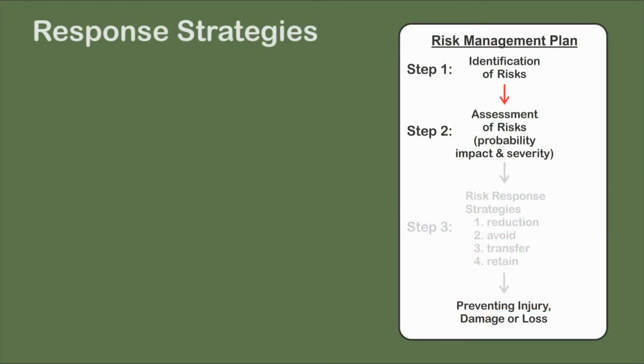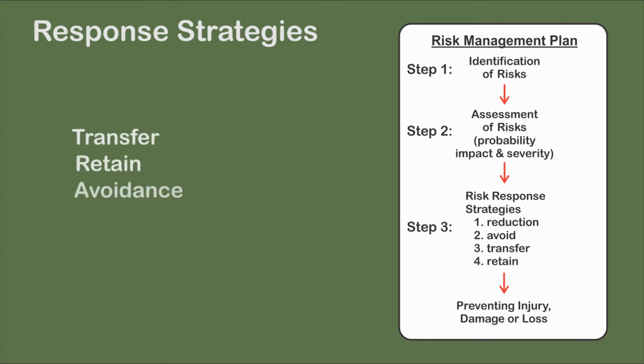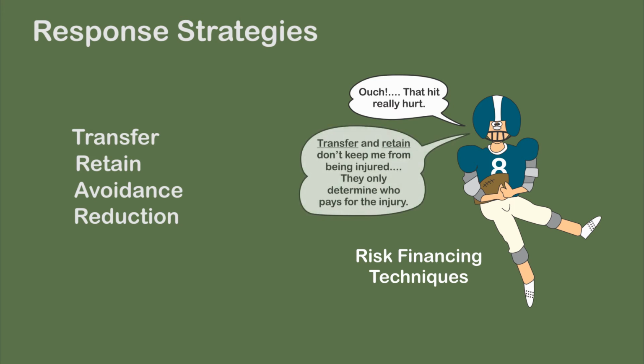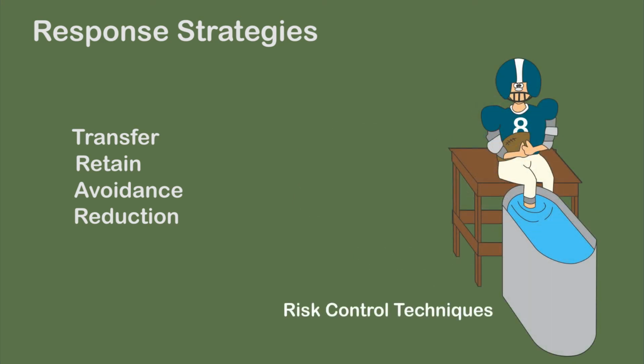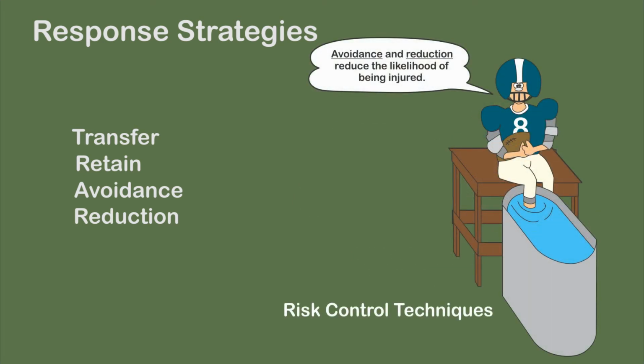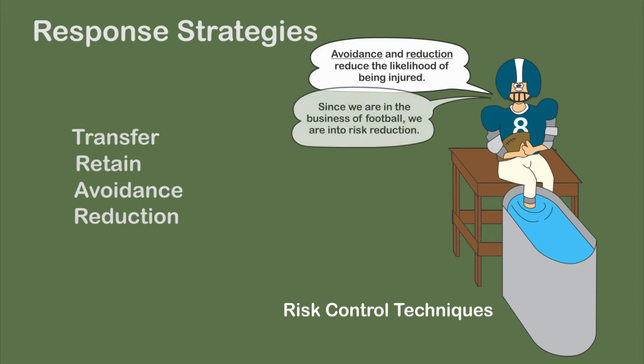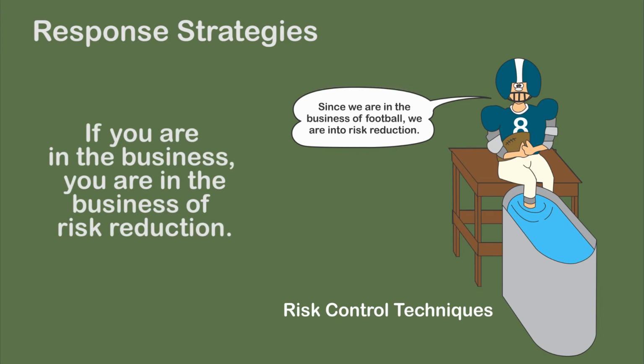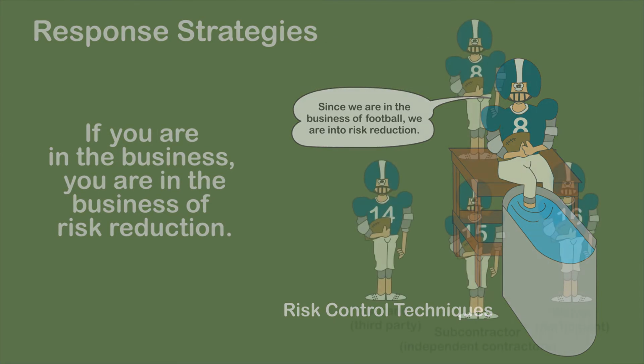The third step is to determine a response strategy. There are 4 strategies: transfer, retain, avoidance, and reduction. Transfer and retain are considered risk financing techniques. They emphasize how to finance the loss or transfer it to another party. Avoidance and reduction are risk control techniques. Their emphasis is on minimizing the risk of loss. If you are in the business, you are in the business of risk reduction.